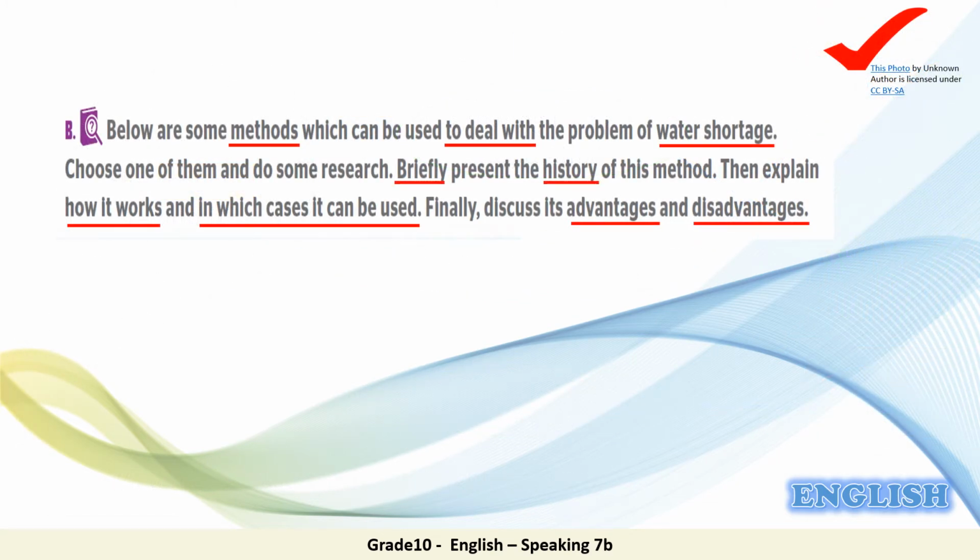Again, grade 10 students, take the books on page 93 and let's do activity B. The question is, below are some methods which can be used to deal with the problem of water shortage. Choose one of them and conduct research about it briefly and present the history of the method, how it works, in which cases it can be used, and finally, discuss its advantages and disadvantages.